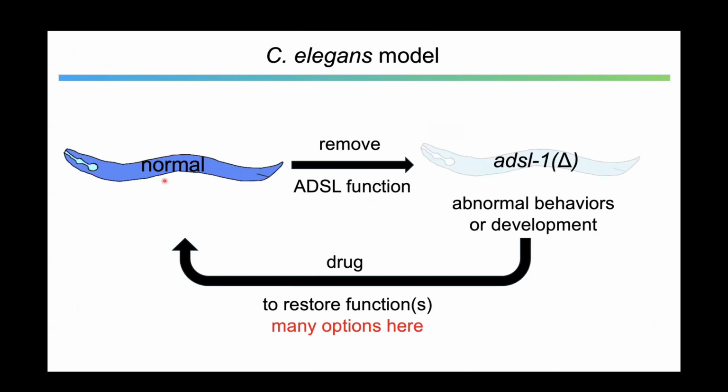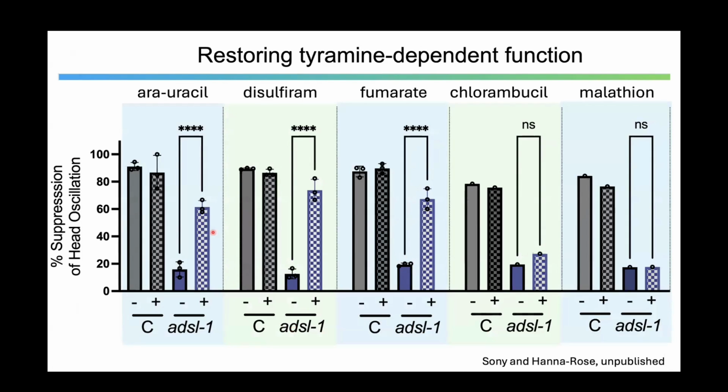So again, we have normal worms, we've taken away ADSL, we know they have abnormal behaviors and development. We add the drug and then we search through those behaviors and see if the drugs can have any positive effects. Here's an example. It's a phenotype I didn't tell you about, but it goes right along with learning because this phenotype happens when you don't have enough tyramine. We know that, so you add tyramine and it fixes this.